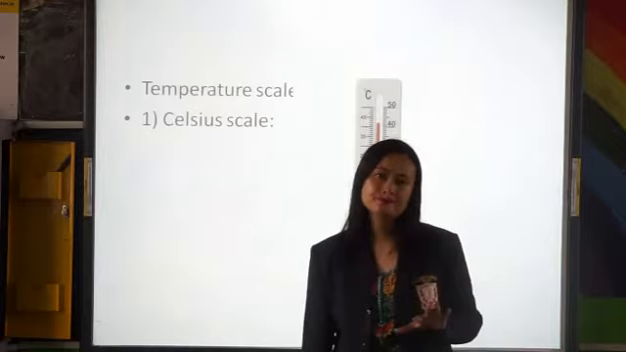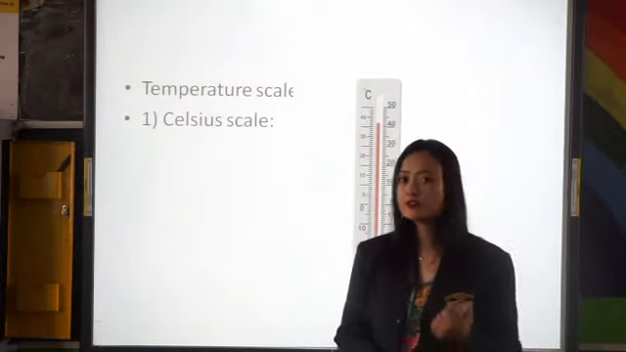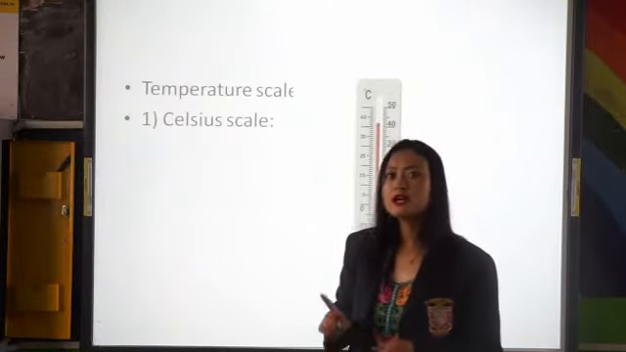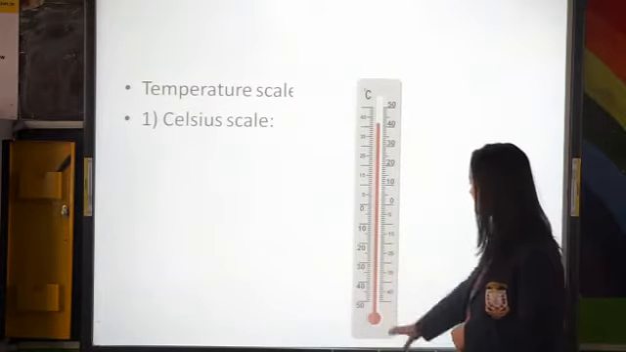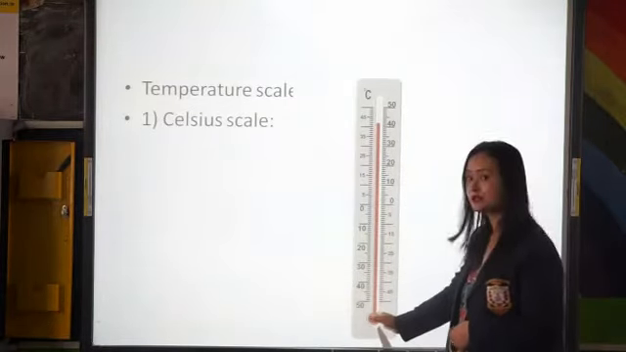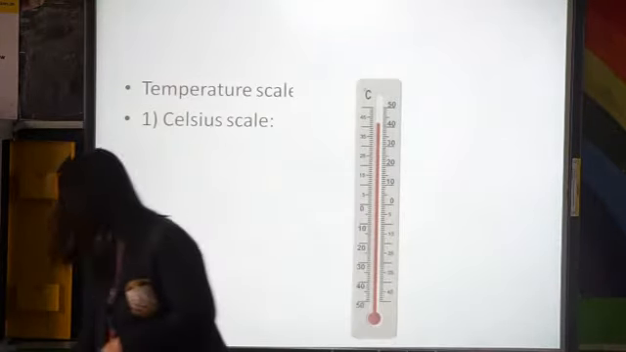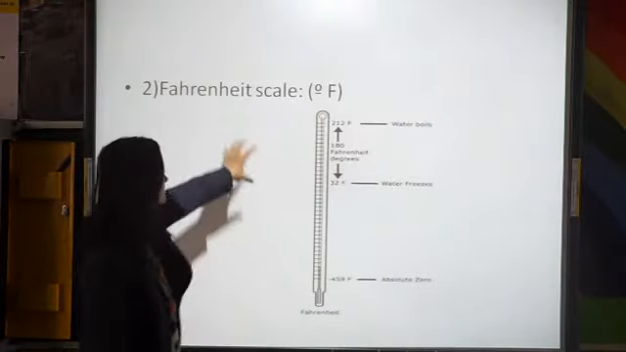There are three scales in which we can measure the temperature. The first one is Celsius scale, also known as centigrade scale. This is your Celsius scale, and you can see the thermometric substance here. This is your Fahrenheit scale.